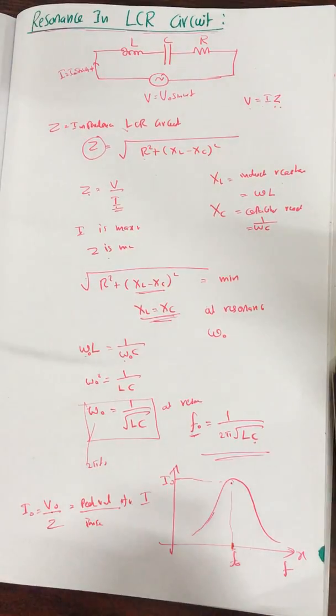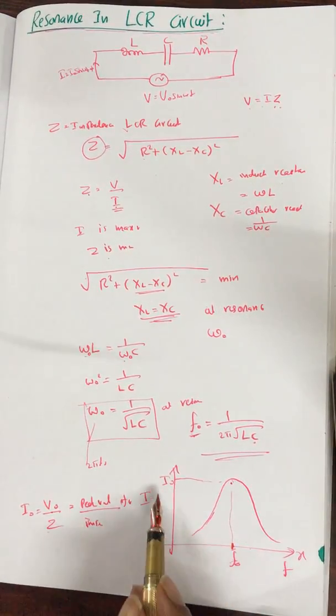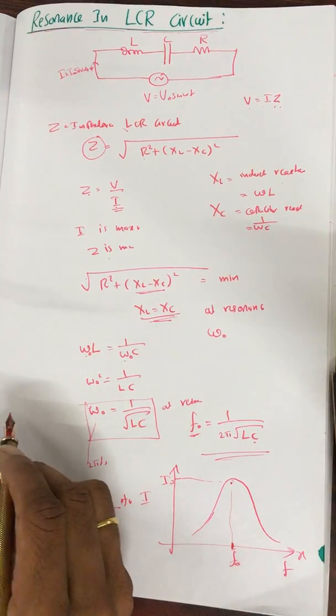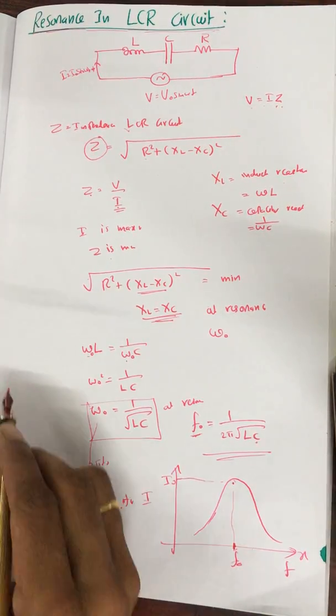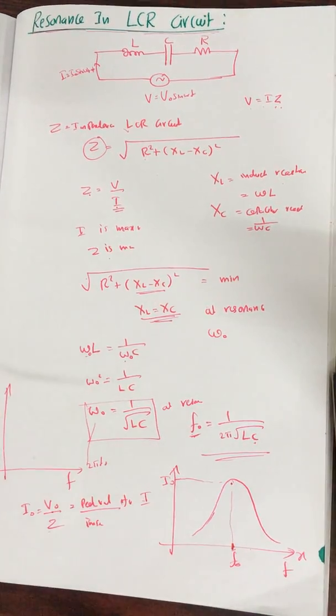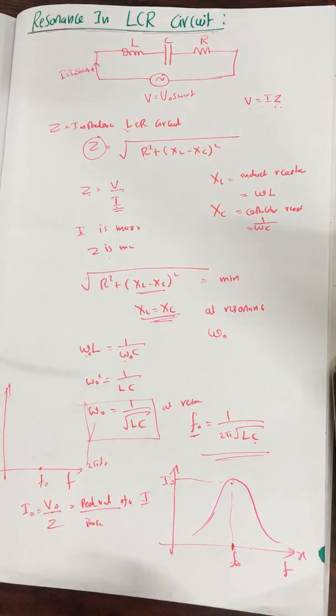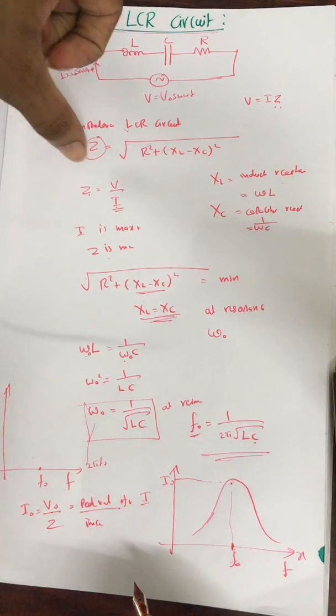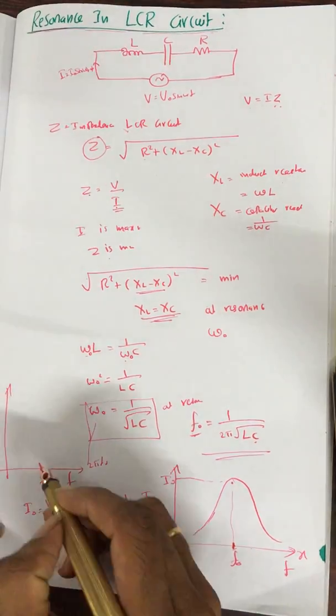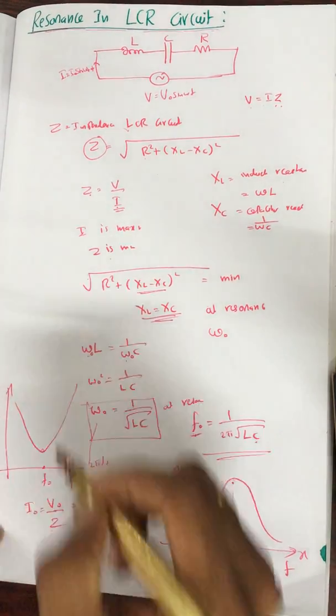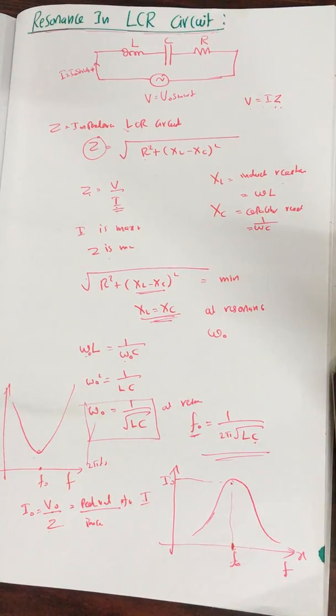This is the curve for I versus f. If we draw the same for f along the x-axis and Z along the y-axis, for the frequency we call the resonant frequency, the current was maximum, so at this time the impedance should be minimum. That is the condition we obtained here. So it is a minimum here, and this is the way we get the curve. So thank you for watching this.